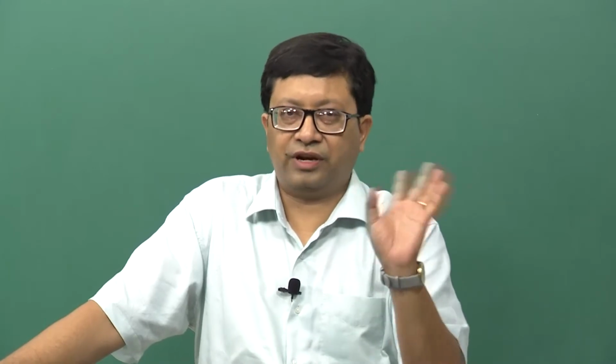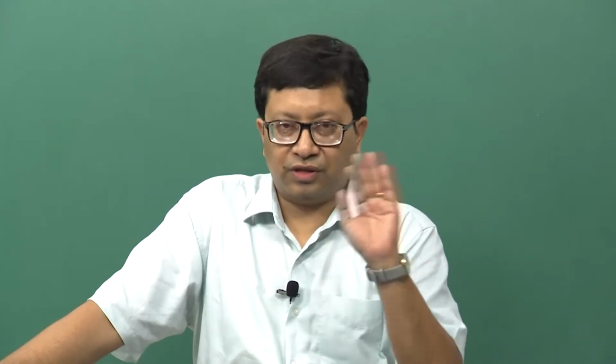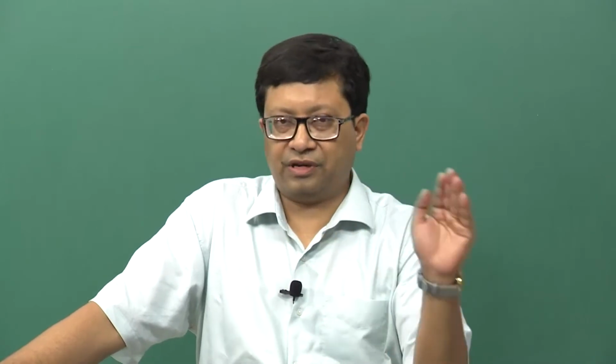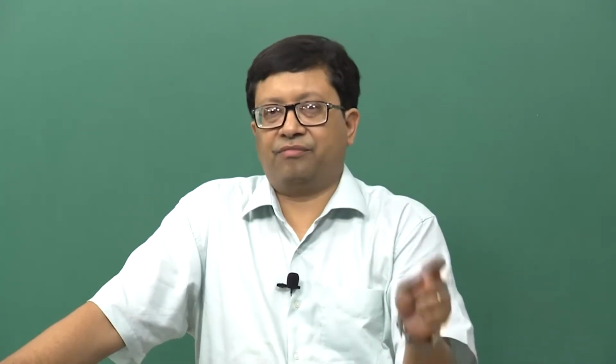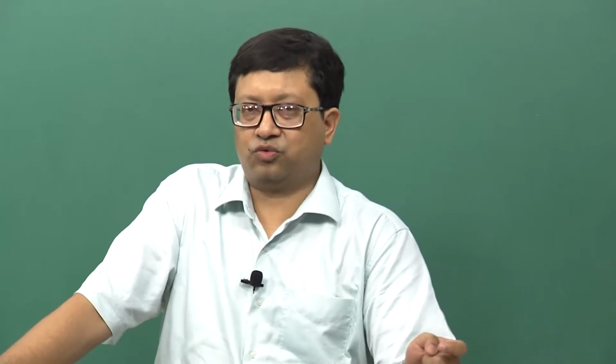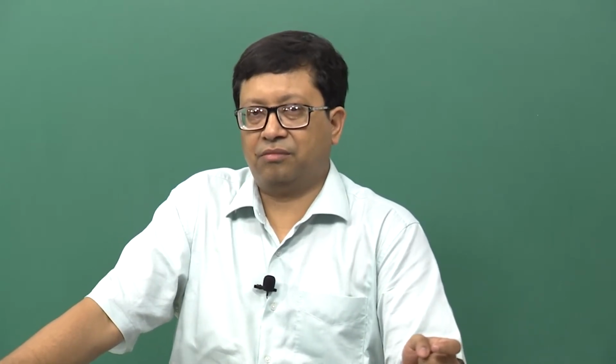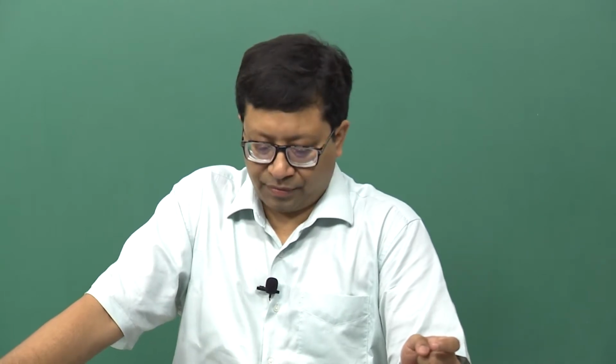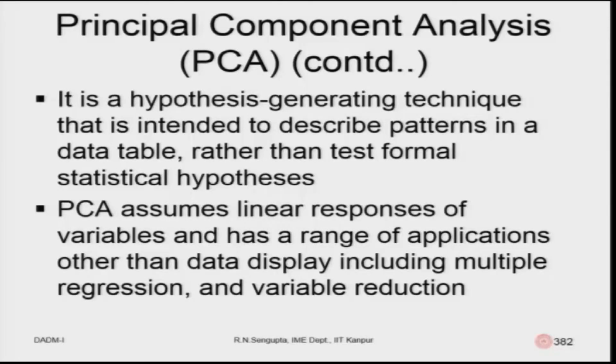So, we want to find out the ranking, that means maximum effect to the minimum effect. In regression, we had a corrective dependent structure between the x1, x2, x3 till xp, and the dependent one, which is y. So, PCA assumes linear responses of variables and has a range of applications other than data display, including multiple linear regression. It can be utilized, but it is a little bit different, and variable reduction, where you want to reduce the number of variables which are very important in order to understand what the dependent structure can be.